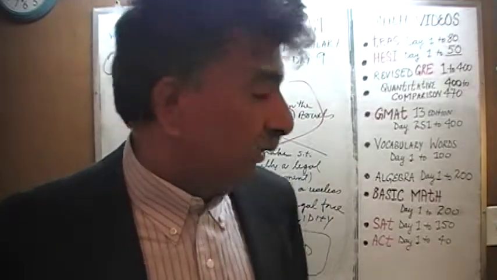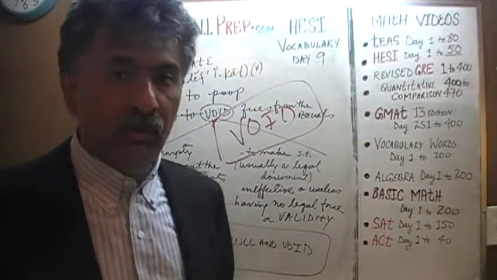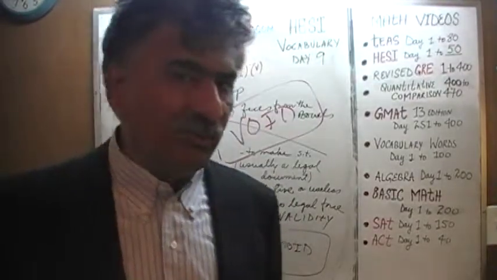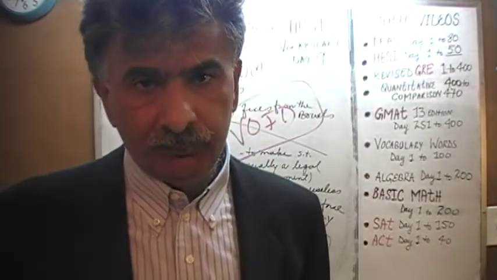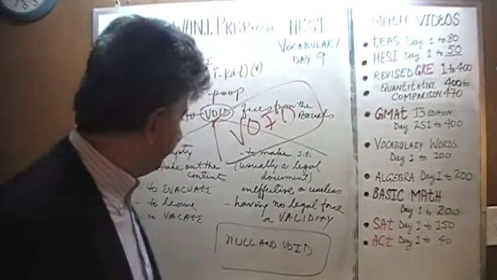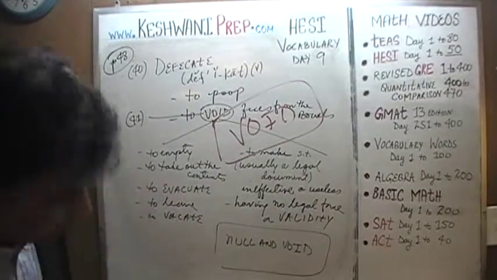You can use it as a verb, to void the contract, or to make it null and void. You can also use it as a noun and as an adjective. This contract has been voided. This is a void contract. So that was it. Let's move on.